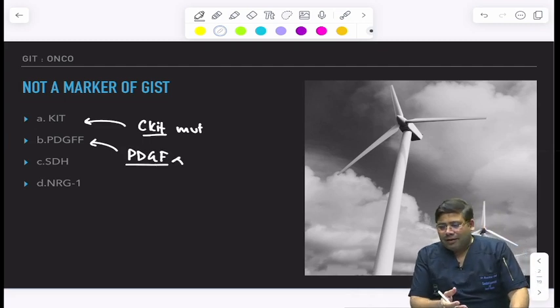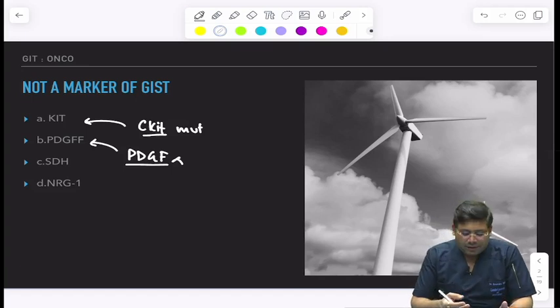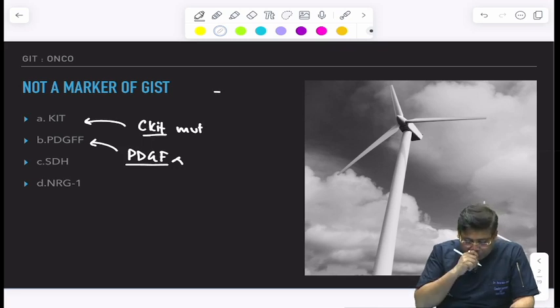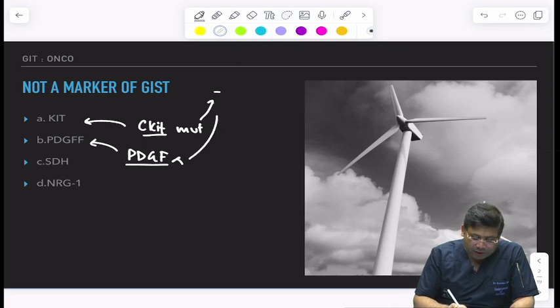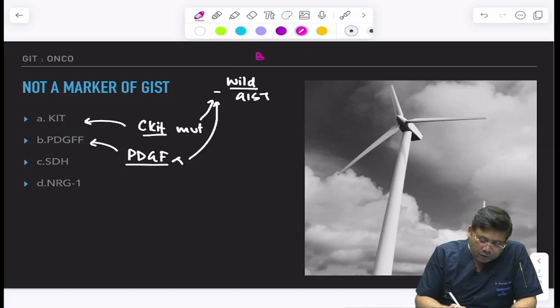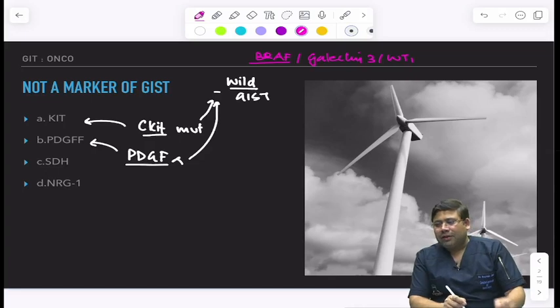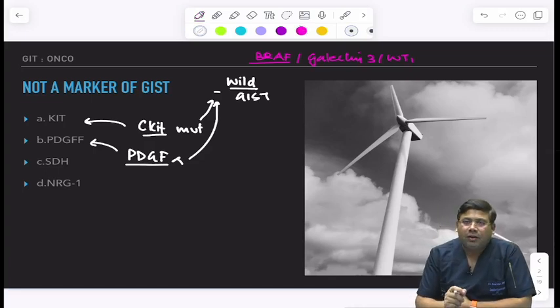Whenever I start this topic, I always start with the markers of GIST, and I tell that the GIST which arises with them are the traditional GIST. If the c-KIT mutation is not there, or the platelet derived growth factor alpha mutation is not there, then that will be known as wild GIST. And what are the markers for wild GIST? You all know we have BRAF, galectin 3, and Wilms tumor 1, the WT1 gene. These are the standard markers for wild GIST.